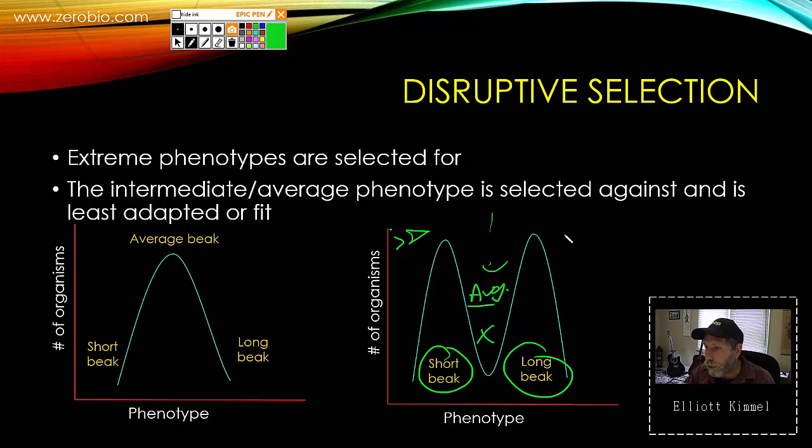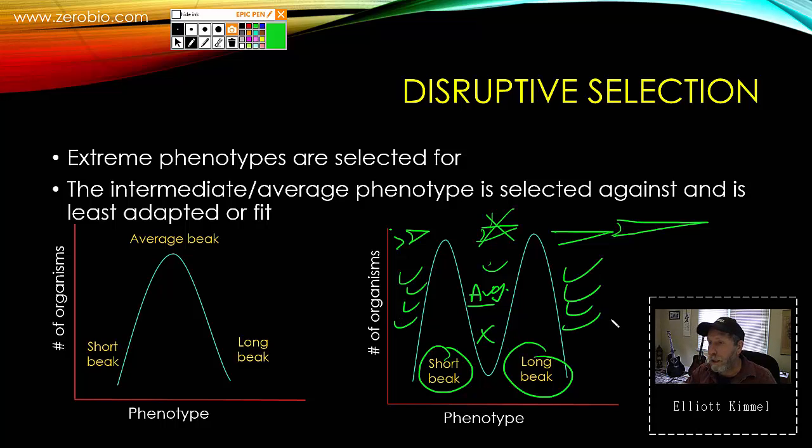And there's lots of flowers for the long beak ones as well. There's long flowers, all right? But there's not really very many intermediate length flowers. They just don't really exist on that particular island. These guys can't compete. They die off. These guys live, reproduce, lots of short-beaked birds, lots of long-beaked birds.